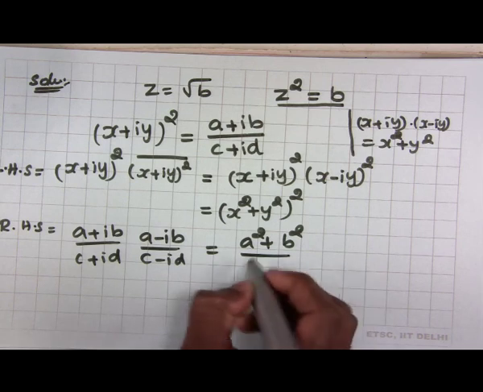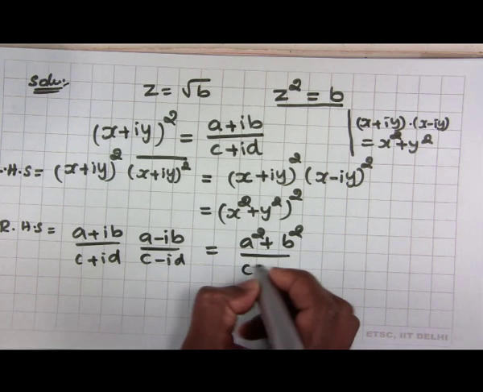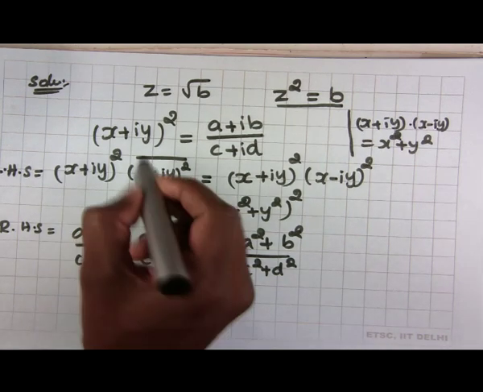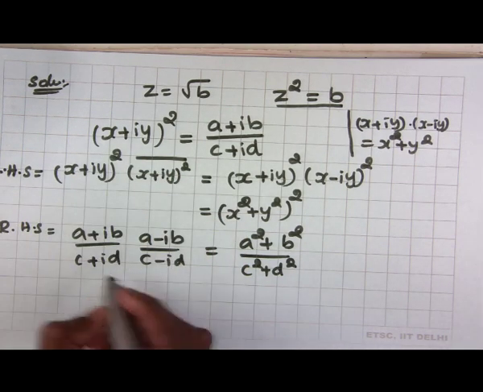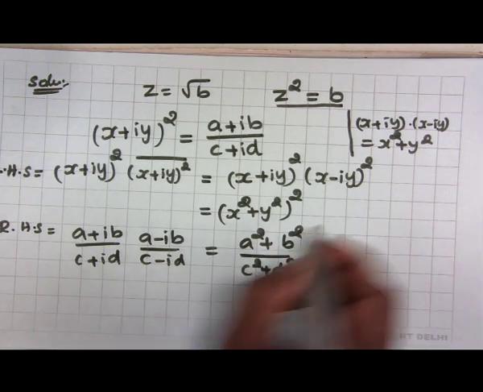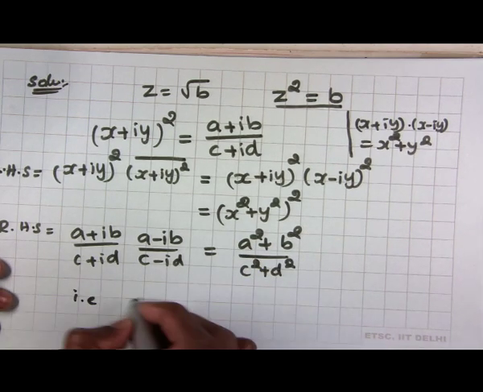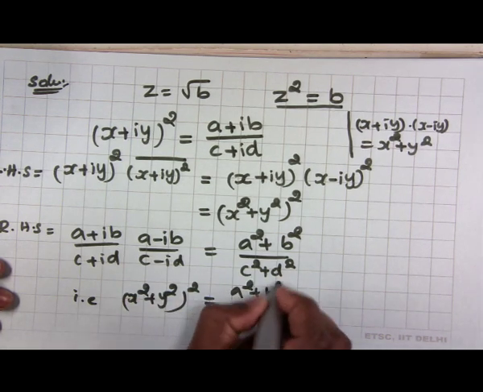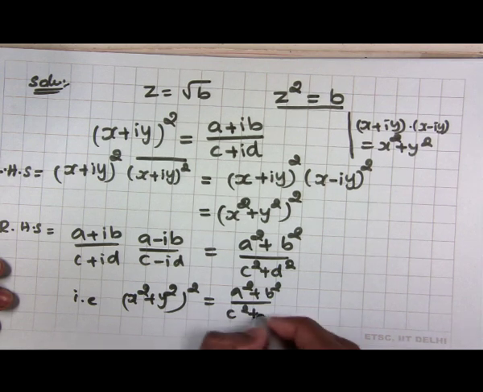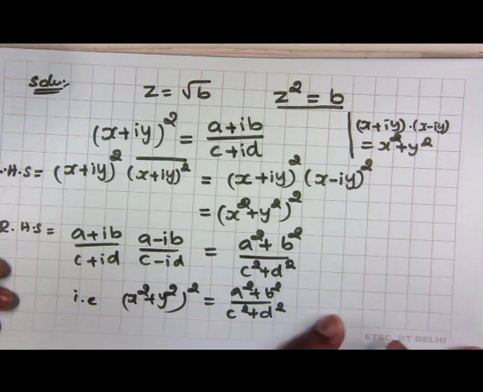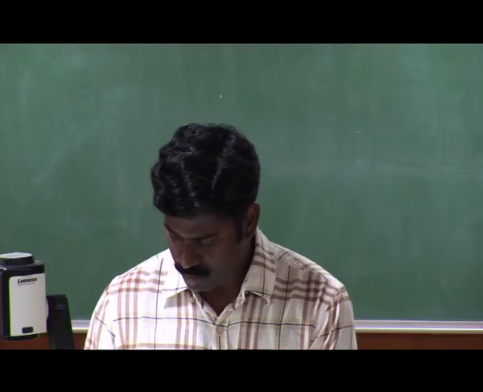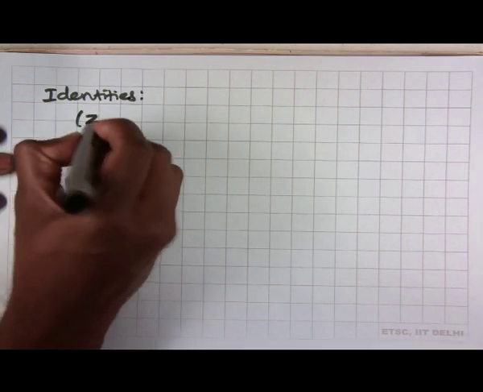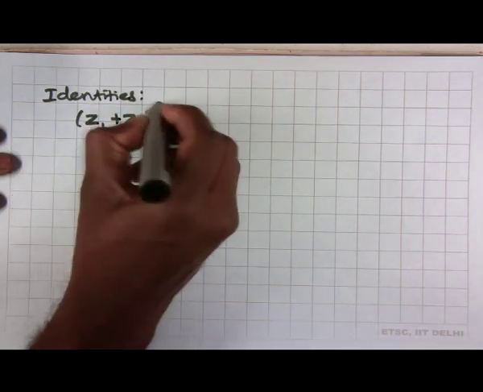b square, and this is c square plus d square. So, by given assumption these two are equal. So, we get the required relation. So, that is (x square plus y square) the whole square is (a square plus b square)/(c square plus d square). So, using the property of multiplication one can derive the following simple identities, namely (z1 + z2) the whole square.